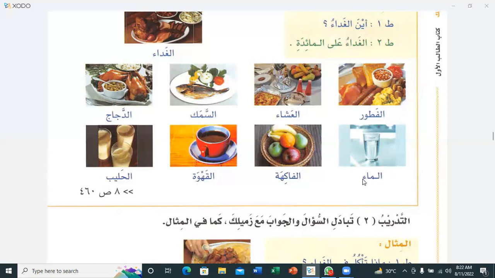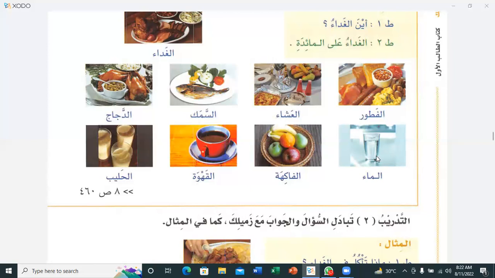Is it hal tuhibbu dajaja or ad-dajaja? Ad-dajaja. Okay, thank you. Fifth word is al-ma'u. That means water. So, the question is, how much water do you drink daily? For Karima, how much water do you drink daily?